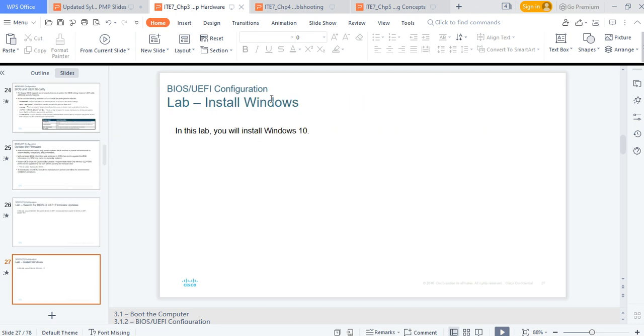Okay, there's a lab installing Windows. So there are different ways to install Windows. You could use the evaluation copy. You could buy a license copy if you need one. You could let me know.